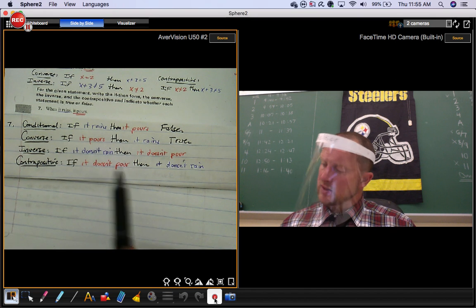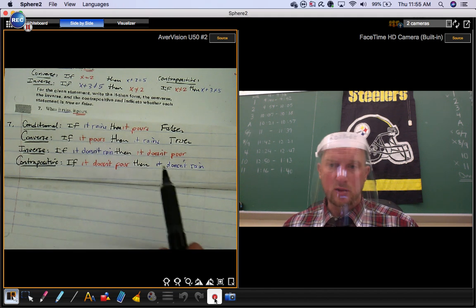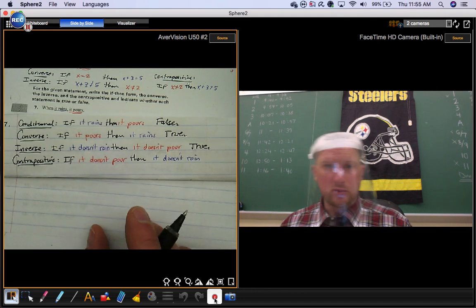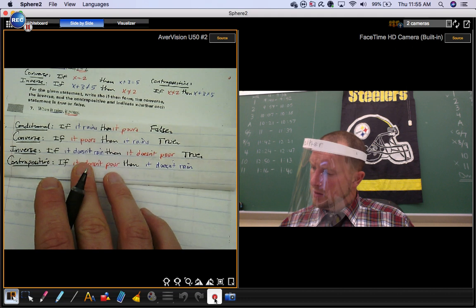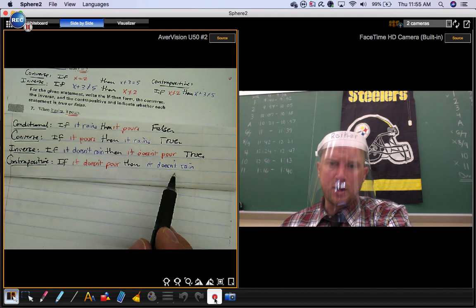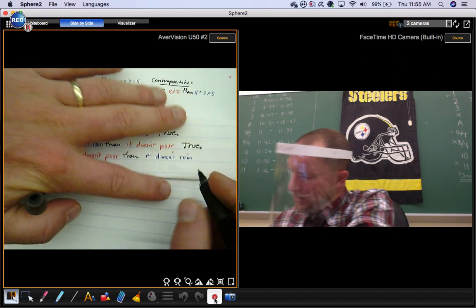Inverse. If it doesn't rain, then it doesn't pour. So if it's not raining, it's not pouring. That's true. And then our last one, if it doesn't pour, then it doesn't rain. Well, if it doesn't pour, it could be sprinkling, which is rain.